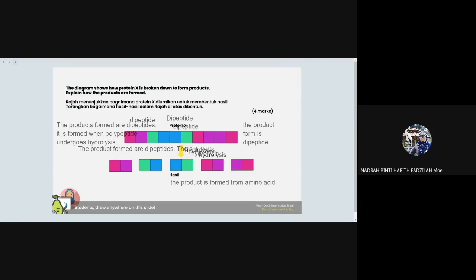Good. And then, what do you think the enzyme that is involved with this particular process? Ada tak nama enzyme yang spesifik untuk proses ni? Do you have an idea? Kamu rasa nama enzyme dia apa?